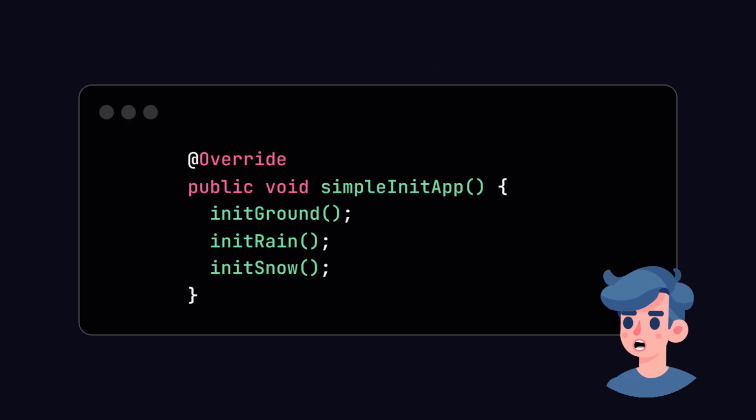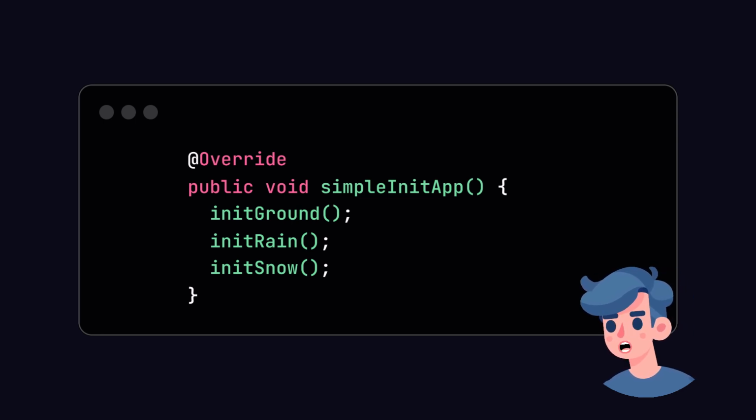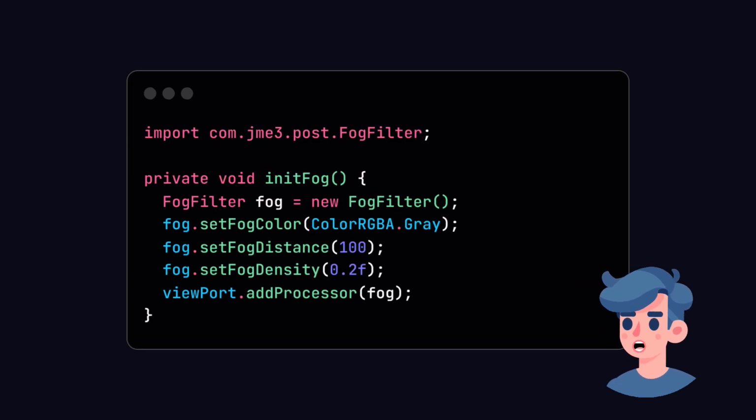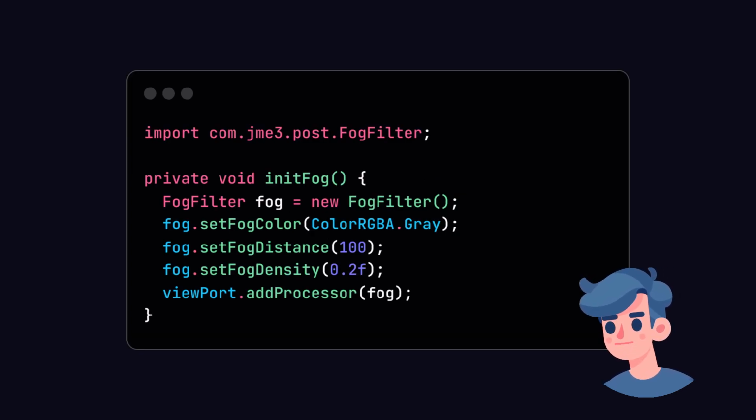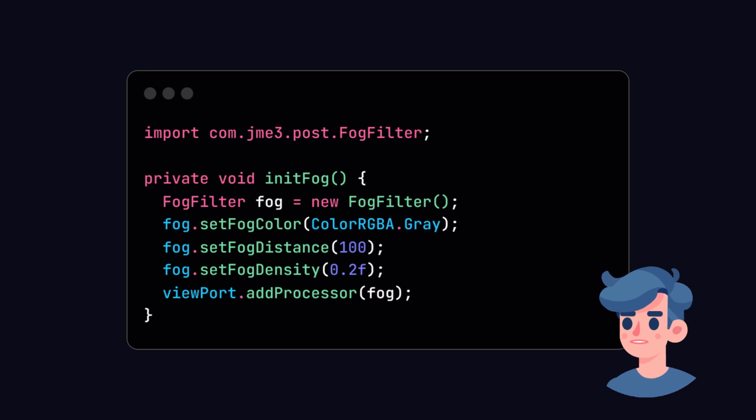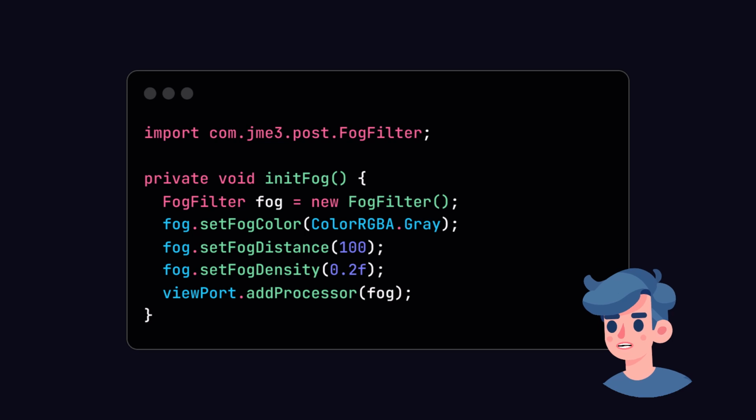We will call this initSnow method within the SimpleInitApp method to ensure it's invoked when the application launches. Adjust the SimpleInitApp to look like this. Finally, let's implement fog. Fog adds depth and realism to a scene by obscuring distant objects. JMonkey Engine provides built-in fog support. We can enable fog by adjusting the environment settings as shown below.